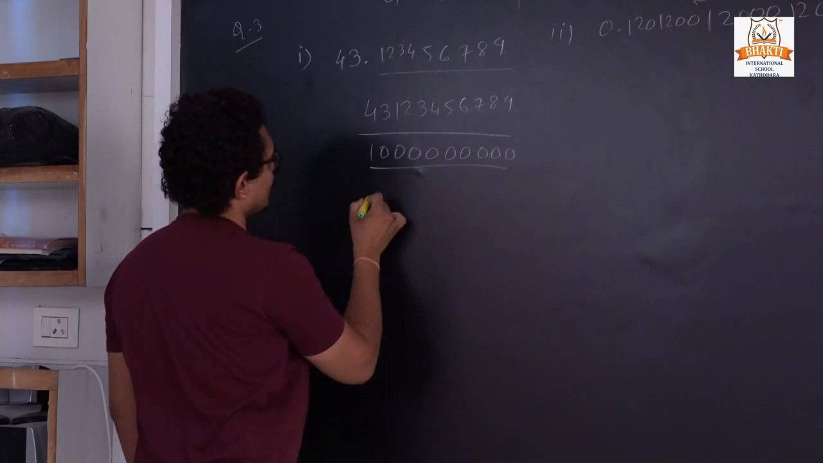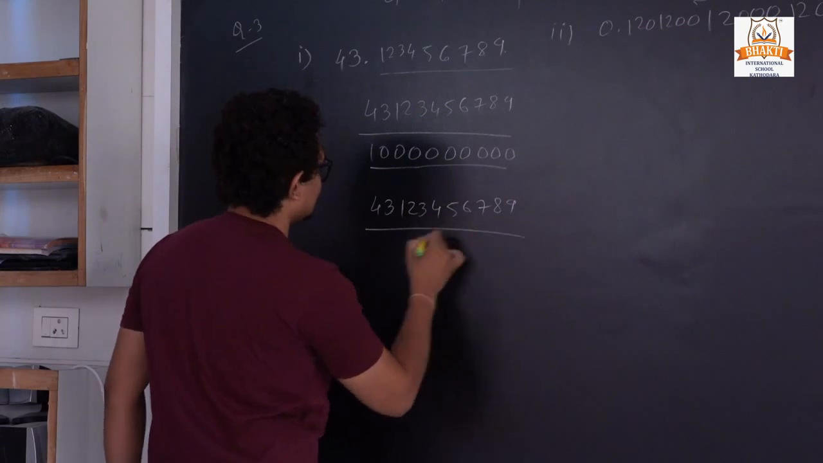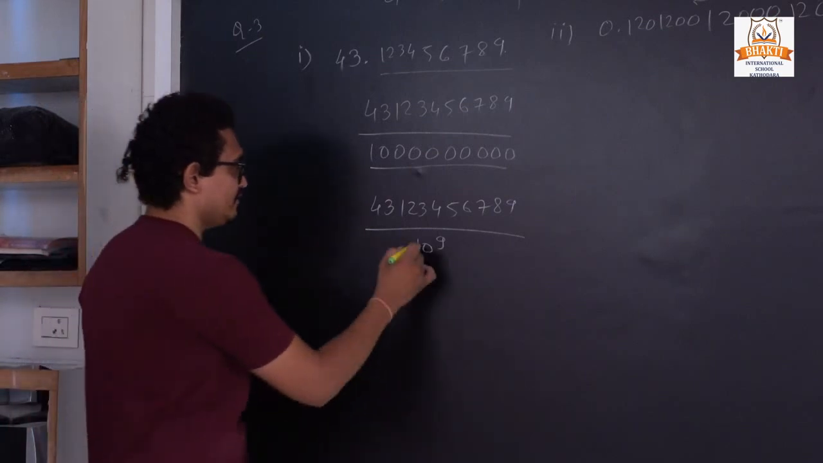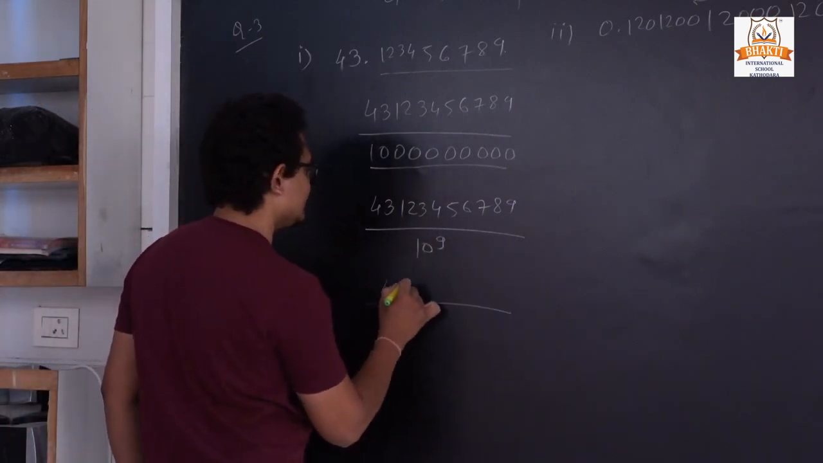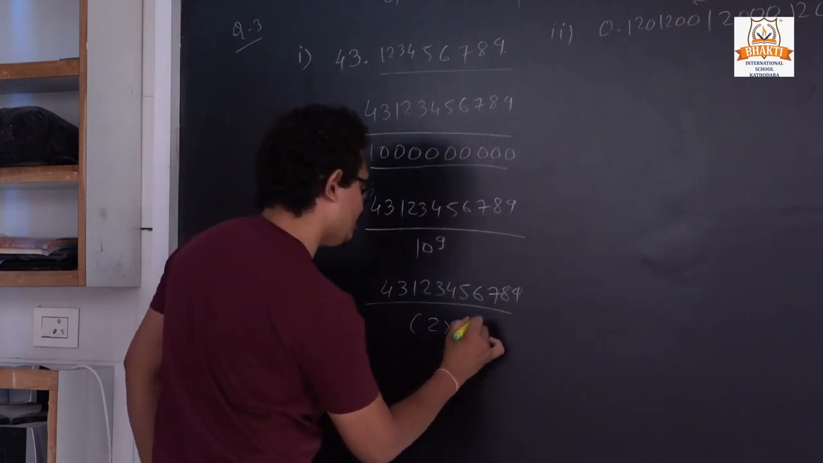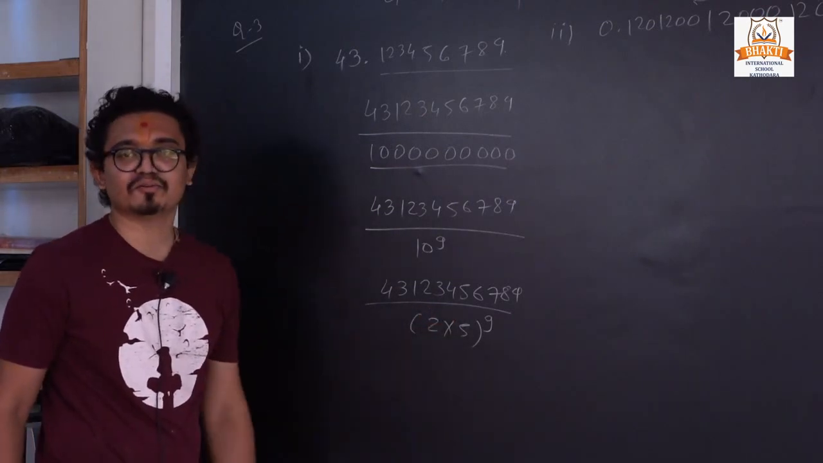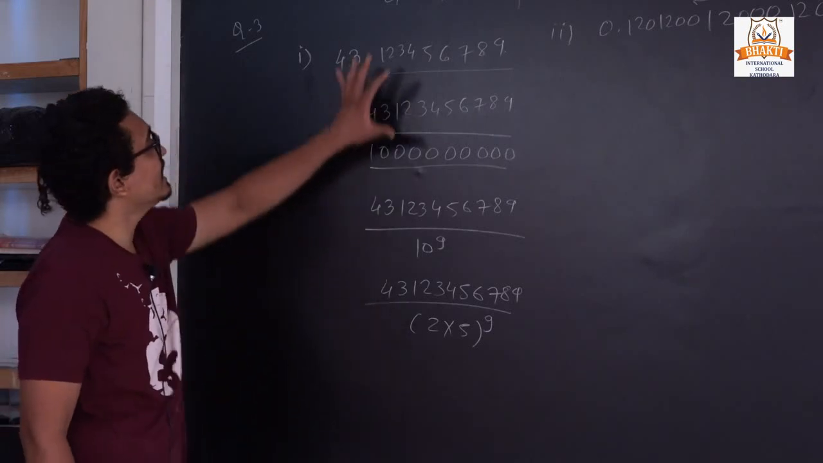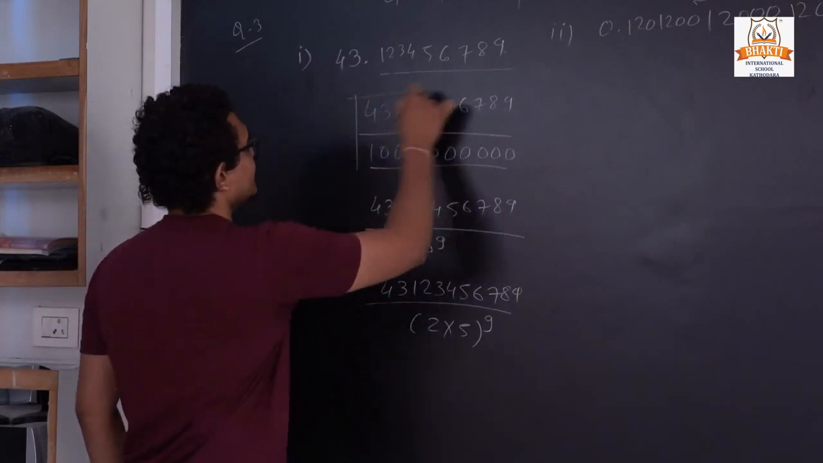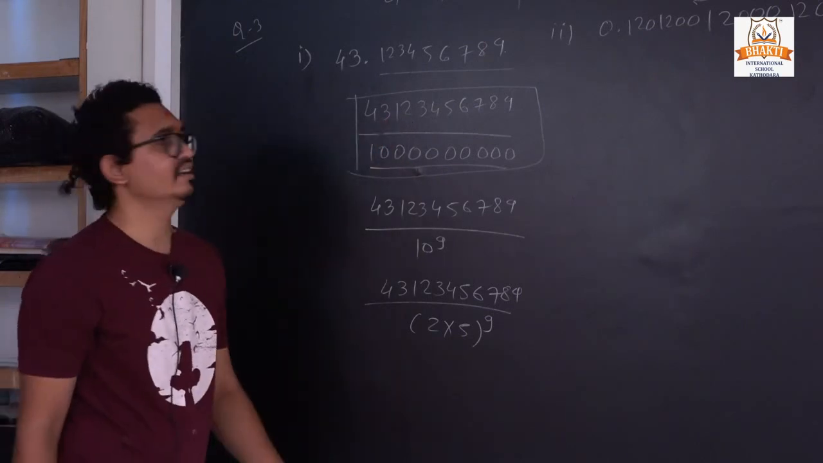So it is in the form of ten raised to 9, because we have a 9 0. So if we have 10 raised to 9, we can also write 2 into 5 all raised to 9. So once again it will be in the 2 raised to m into 5 raised to n form. Clear? So we can convert that number into the fraction form. So what is its fraction? Fraction is 4 3 1 2 3 4 5 6 7 8 9.